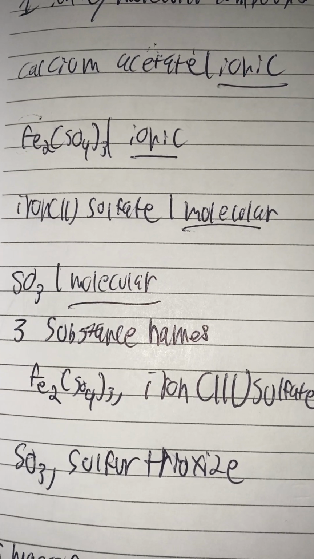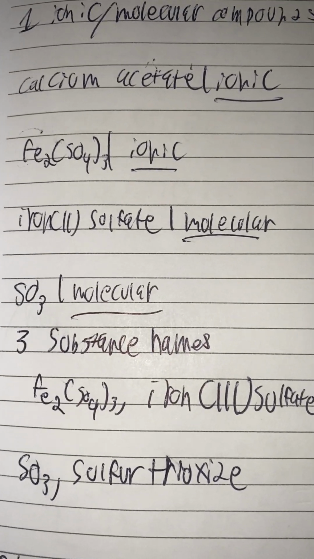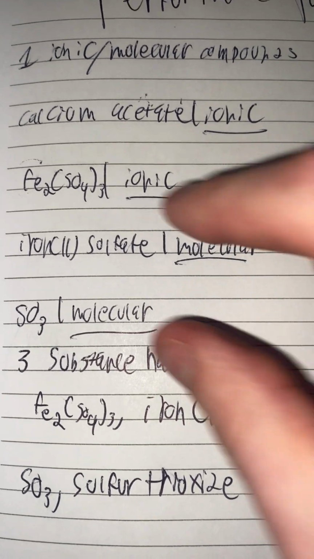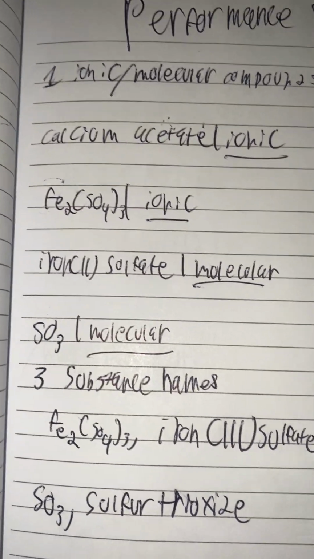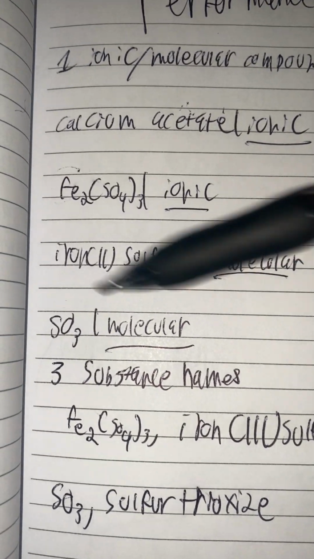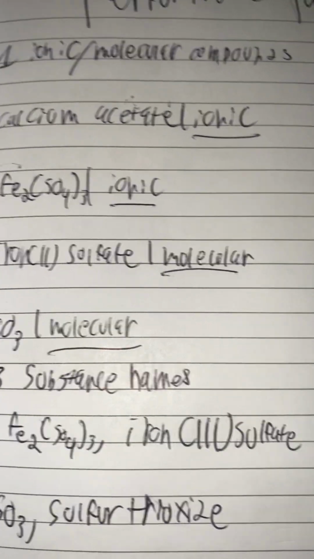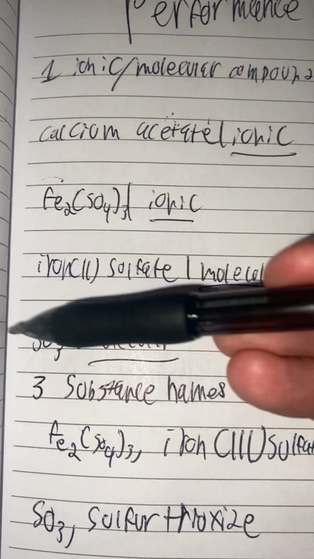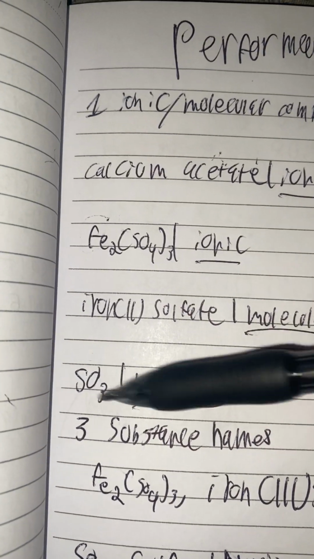And now we're going to be moving on to iron 2 sulfate, which is molecular. Since this compound is being held together by covalent bonds, there's no giving or stealing. There's mostly just sharing of electrons between the atoms in the compound. And now I'm going to move over to SO3. This compound is held together by no metals, and it is held together totally by a covalent bond. So I would say that the bond that is holding SO3 together is molecular.